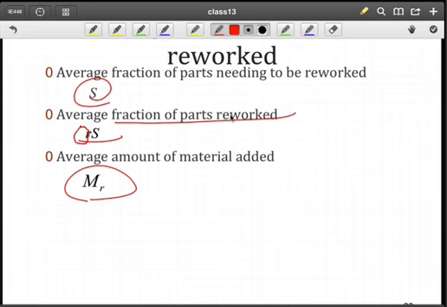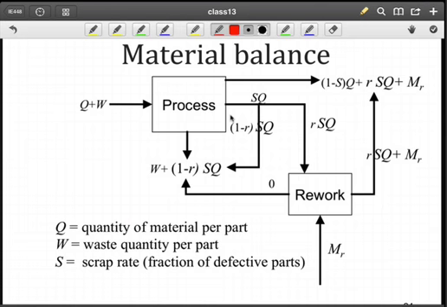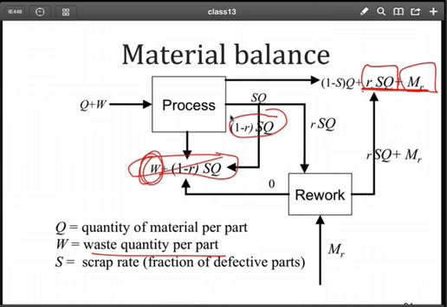Of course, it will vary depending on the nature of the product. So now we can balance out the flow of materials here, and we can see here that R plays a major role in what we see going to the next process. So the quantity of material will be based upon R times S times Q, as we just saw, plus the material that we added. And a certain amount of material, 1 minus R times SQ, will enter the waste stream, and then that will have to be dealt with along with the original waste that was produced by the process. So now we have material balance when we consider rework.